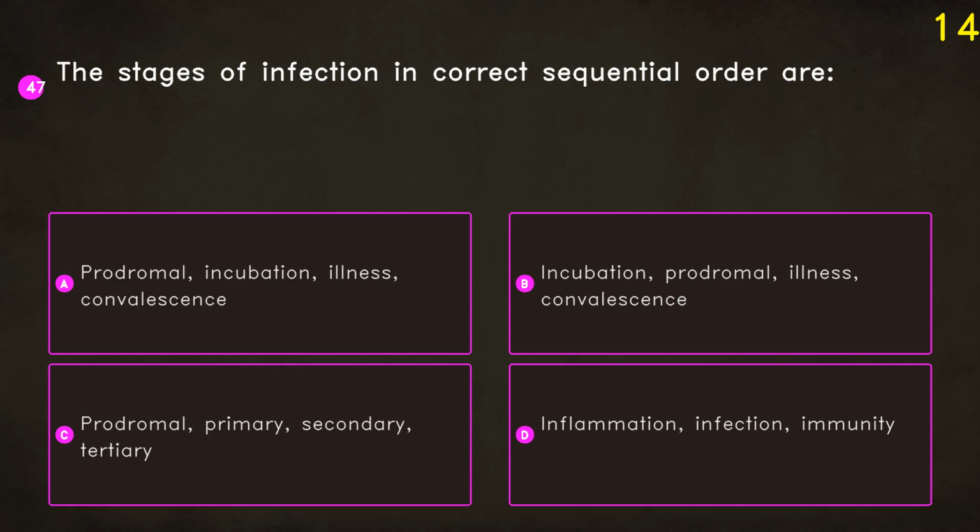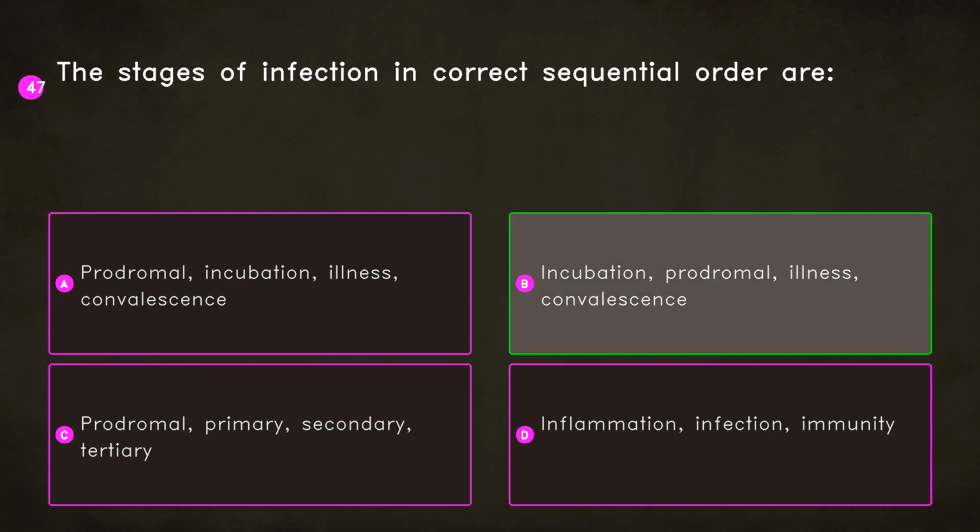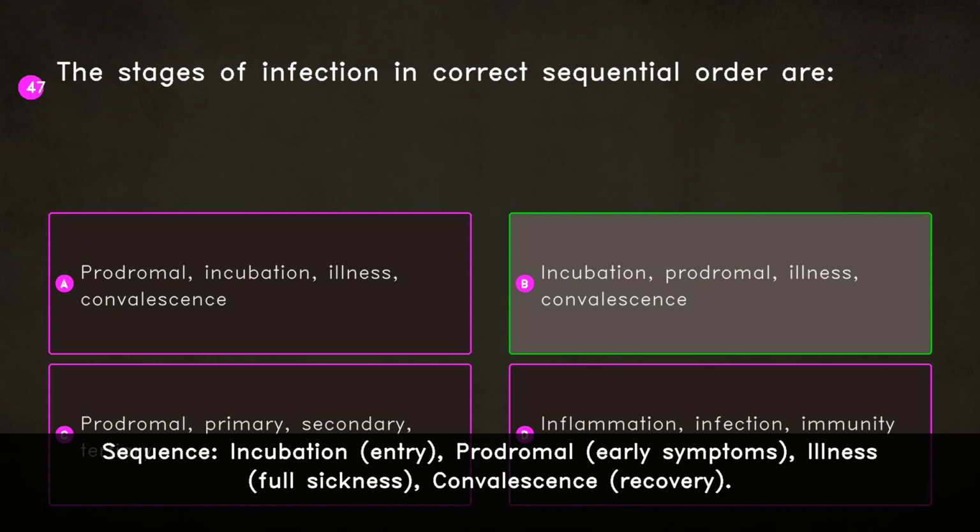Question 47. The stages of infection in correct sequential order are: A. Prodromal, incubation, illness, convalescence. B. Incubation, prodromal, illness, convalescence. C. Prodromal, primary, secondary, tertiary. D. Inflammation, infection, immunity. The correct answer is incubation, prodromal, illness, convalescence. Sequence: incubation, entry, prodromal, early symptoms, illness, full sickness, convalescence, recovery.